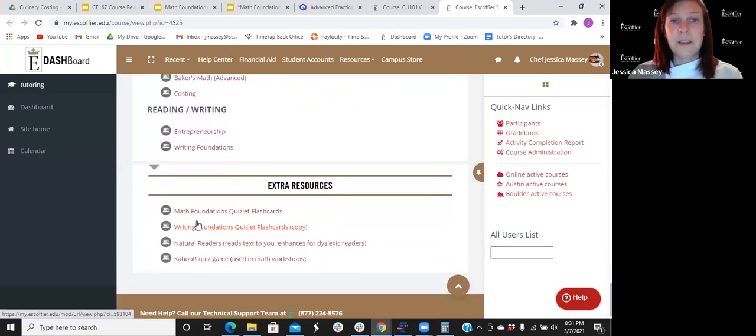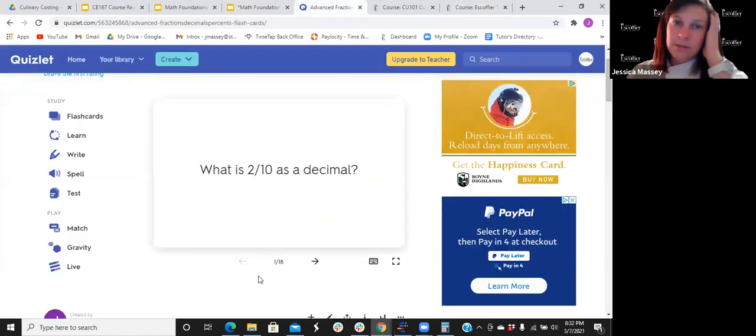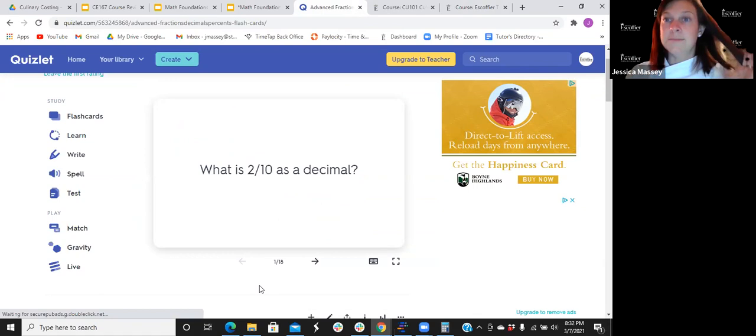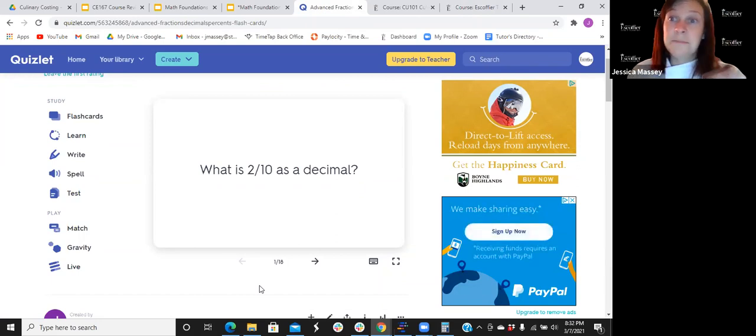Extra resources, you can get to the Quizlets, you can get to a Kahoots game. These are great extra resources for you guys. But I am going to jump back into these slides and just do some more examples. Feel free, if you've already gotten enough, you're good to jump off. If you want to practice again, stick around because we can run through a few more.